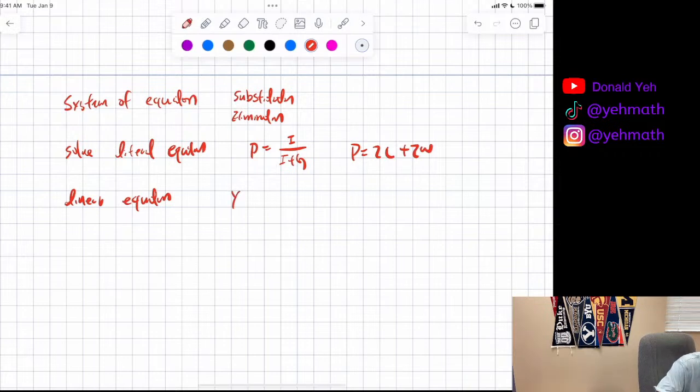Linear equation, y equals mx plus b, right? y minus y1 equals m times (x minus x1). And understand the meaning of the linear equation. Now, what does y-intercept mean?